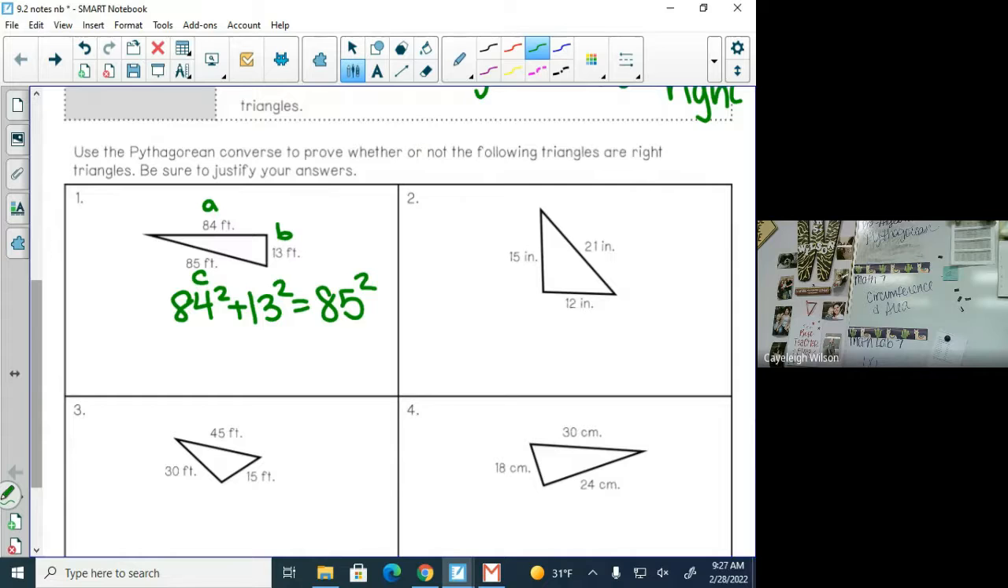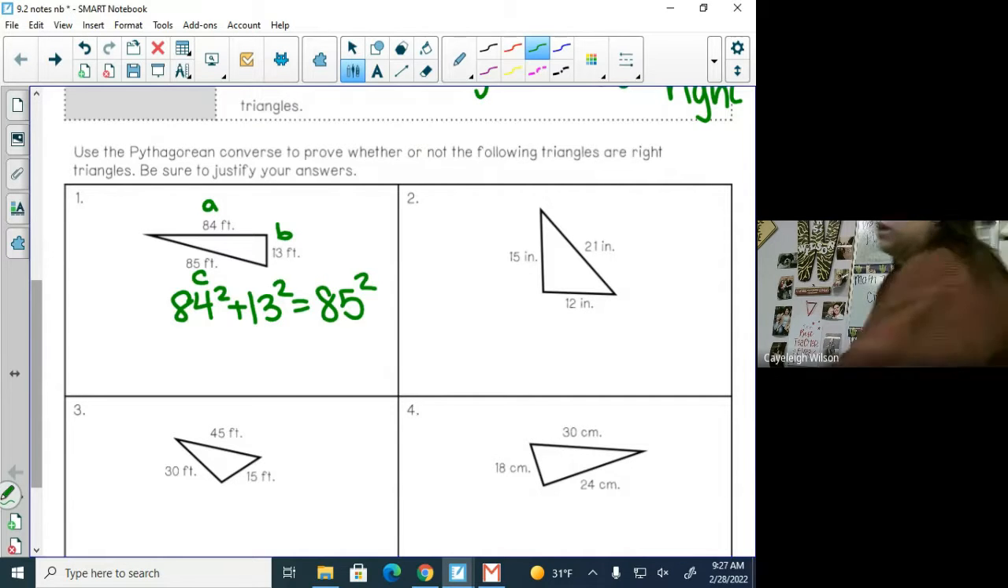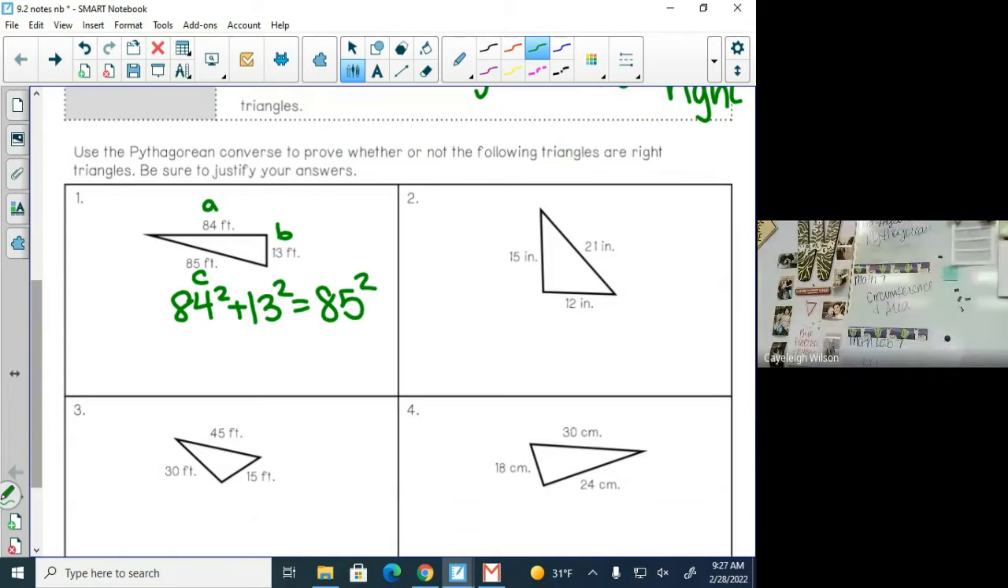So I'm going to use my calculator. 84 squared plus 13 squared is 7,225. 85 squared is 7,225. I just use my calculator. There's a squared button right next to the 7. And use the squared button. So, is this a right triangle? Yes. The right triangle because they are equal. A squared plus B squared equals C squared.